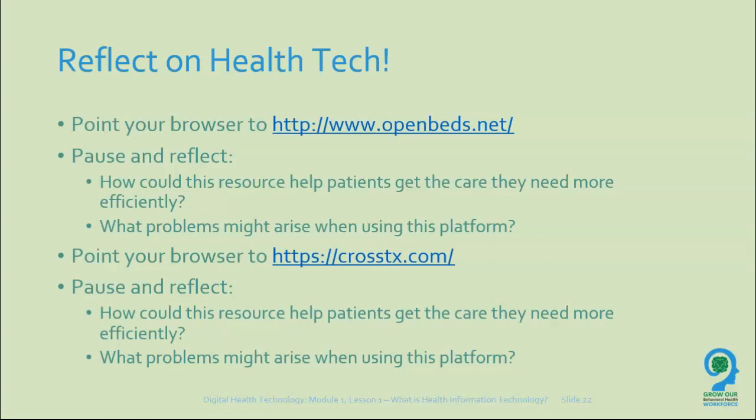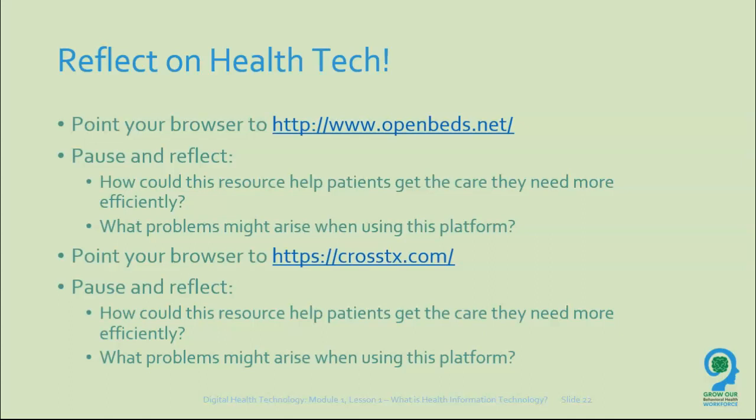If you're with someone else, take a few moments to discuss, reflect, or write some of your thoughts in response to this question. When you're done, point your browser to another website, https://crosstx.com.